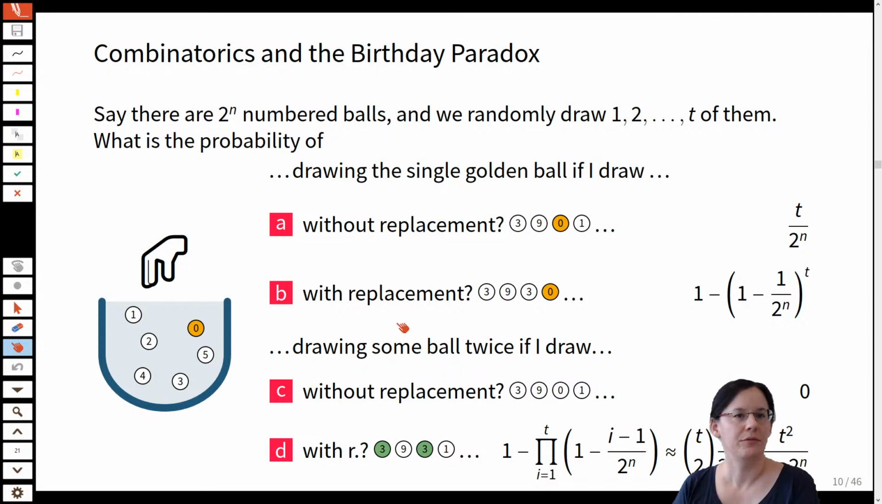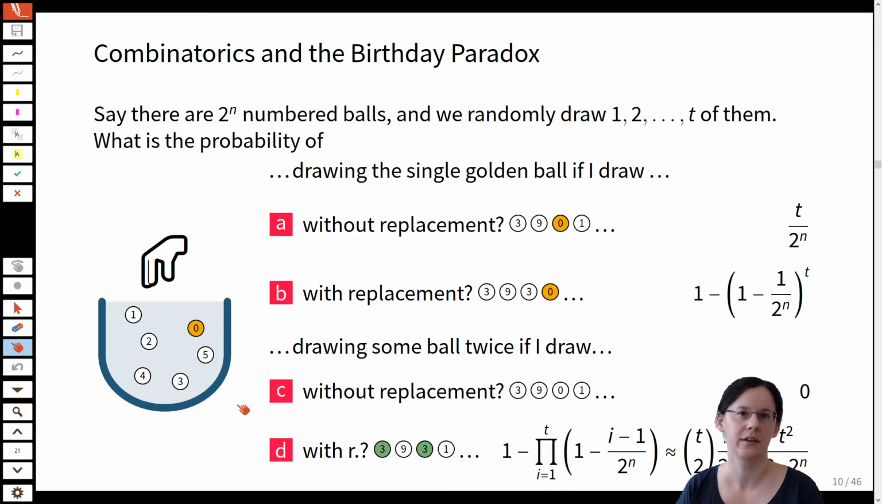And again, we have 2 scenarios. We can either draw them without replacement or with replacement. The first probability is very easy to answer. If I draw the balls without replacement, meaning I take only different ones, then the probability that I take the same ball twice is 0. It can't happen.